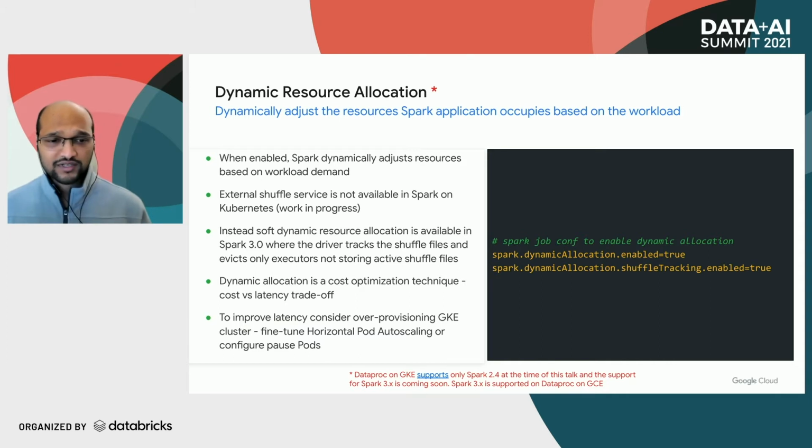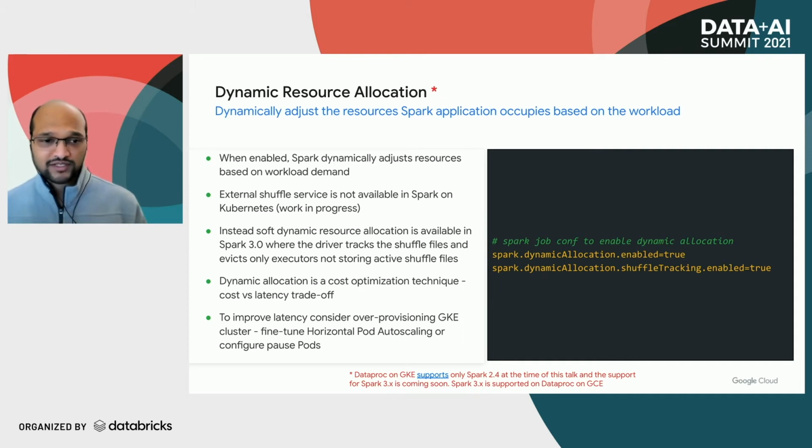Spark works in tandem with an external shuffle service, and the shuffle service is mandatory for autoscaling to work. With dynamic allocation on YARN, you can enable the external shuffle service and safely enable dynamic allocation without risk of losing shuffle data when downscaling the clusters. However, on Kubernetes this is not possible today because Spark 3.0 does not support the external shuffle service yet. In the meantime, there is something called soft dynamic allocation, which is available in Spark 3.0.